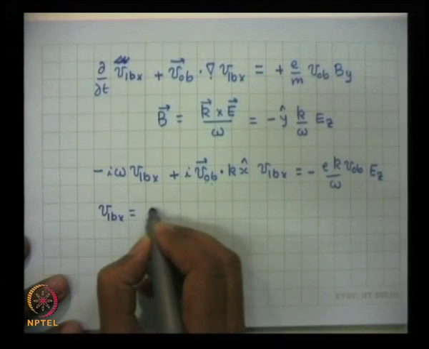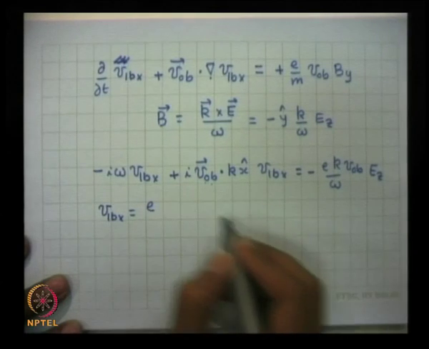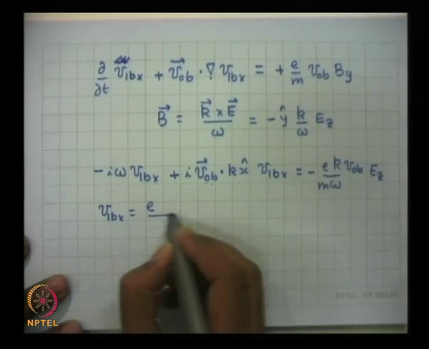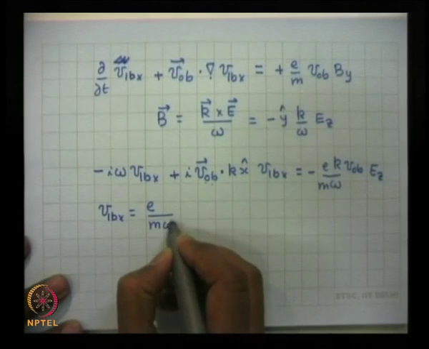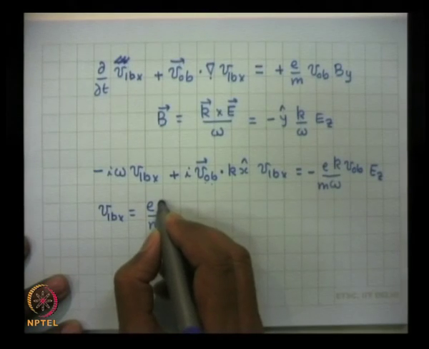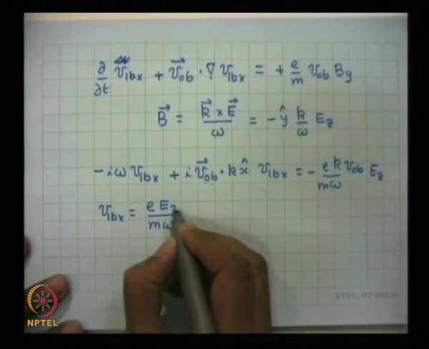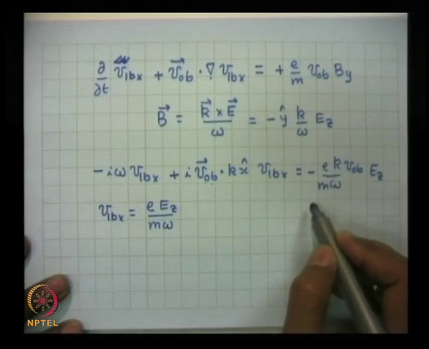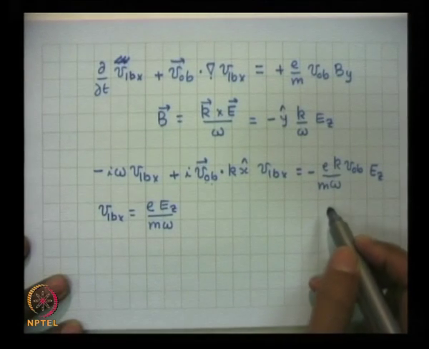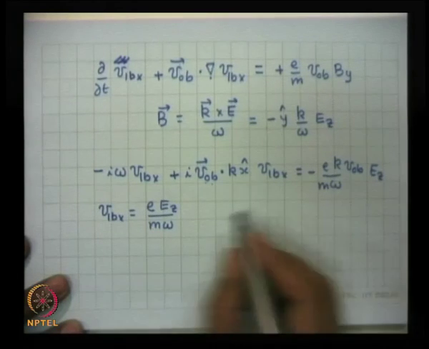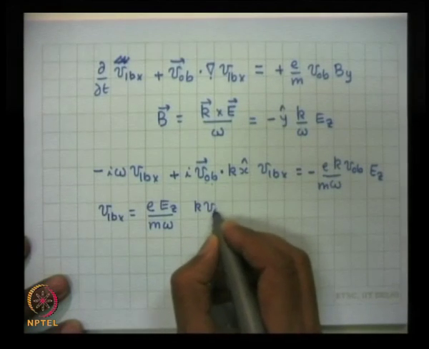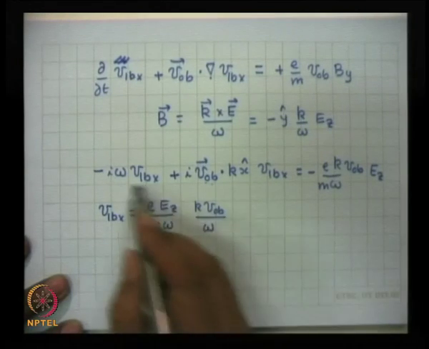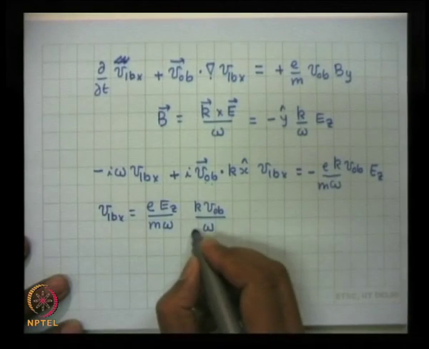is equal to E, well, I forgot to write this, m should be written there. So, you get E upon m omega and this Ez is also there. So, Ez upon m omega, sorry, why did I write this omega? Yeah, one extra omega is there. So, you get k V0b upon omega, and this i will also be there. So, this is what you get.